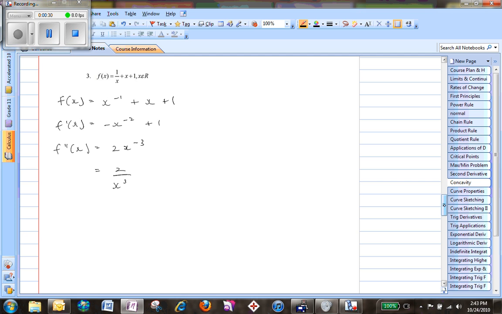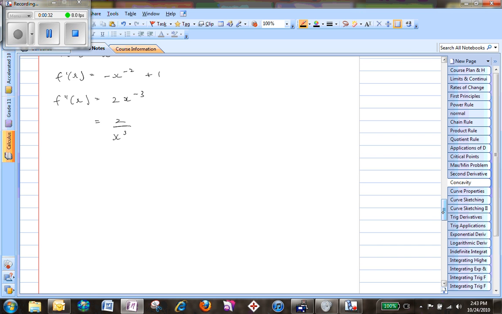You'll notice that there's now no x in the numerator, so there's nothing that's going to give me zero. But the denominator can't equal zero. x cubed can't equal 0. That means x can't be 0. So I know that when I make my table, at 0, it's going to be undefined.